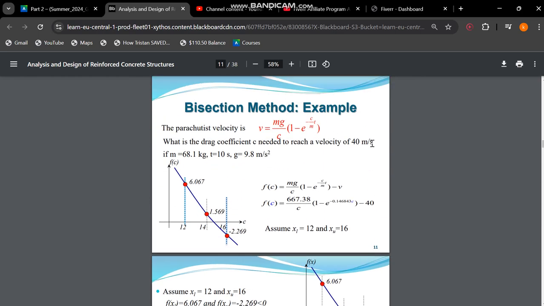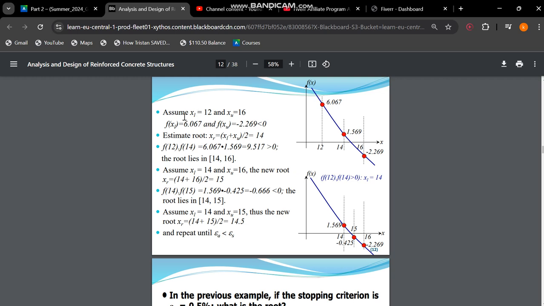So let's do an example. Assume xl equals 12 and xu equals 16. So 12 is the lower bound and 16 is the upper bound. Okay, f(xl) is 6.067 and f(xu) is minus 2.269. So that means there is definitely a root in between. You put this into the equation, you estimate the root, and you get 14. Remember, it's the midpoint. For bisection we always take the midpoint.